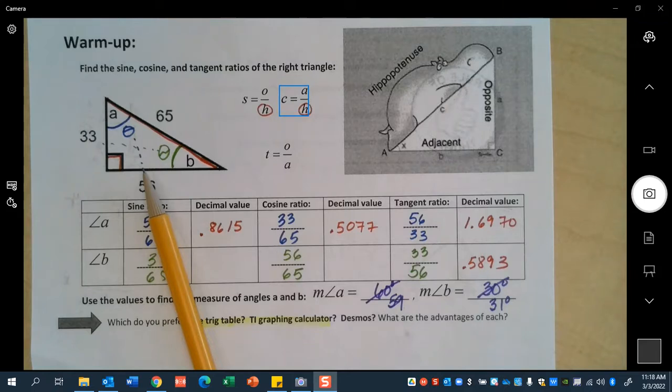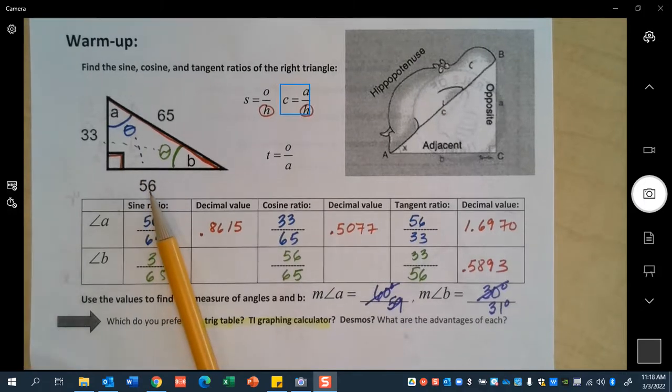Because you get to pick it. You're like, wait, what? I've got choice? Yes, you have choice. So when you're working with these triangles, if A is your theta, then that means that your opposite is going to be 56 and your adjacent is going to be 33. 65 is always your hypotenuse. So your hypotenuse is always the side opposite your right angle. That never changes.